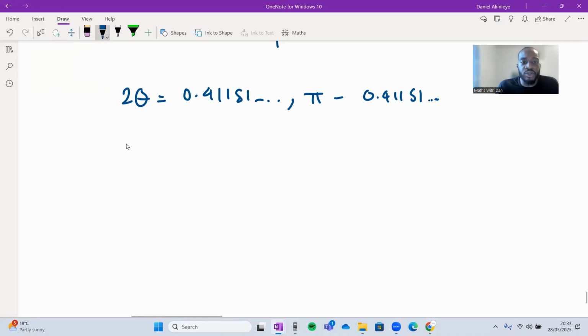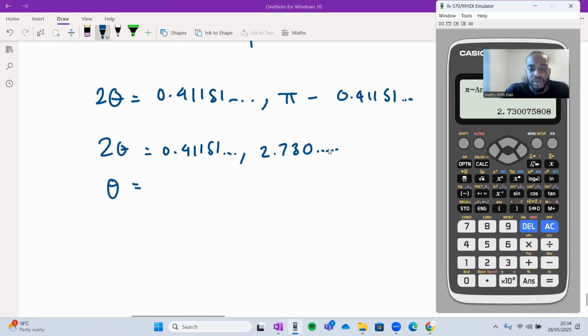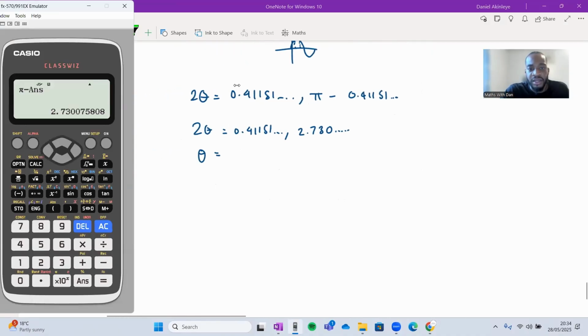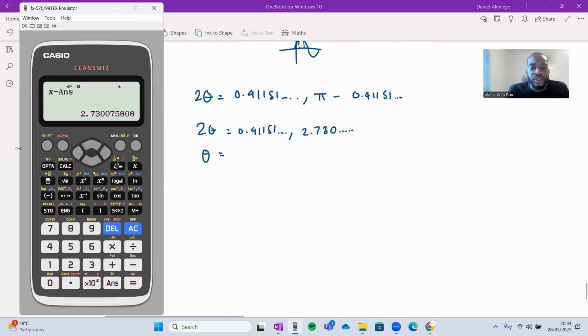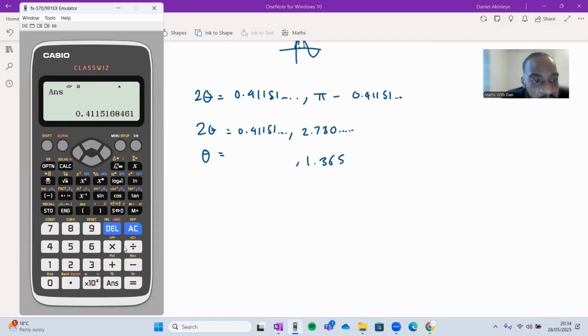And then I'm going to divide it by two. So 2 theta is going to equal 0.41151, blah, blah, blah. And then the next is going to be 2.73. So theta is just going to be those divided by two. Let me zoom out a little bit and put the calculator there. Perfect. So answer divided by two is going to be 1.365 for that one. And for the other, I've got that number stored, divided by two, it's going to be 0.206.